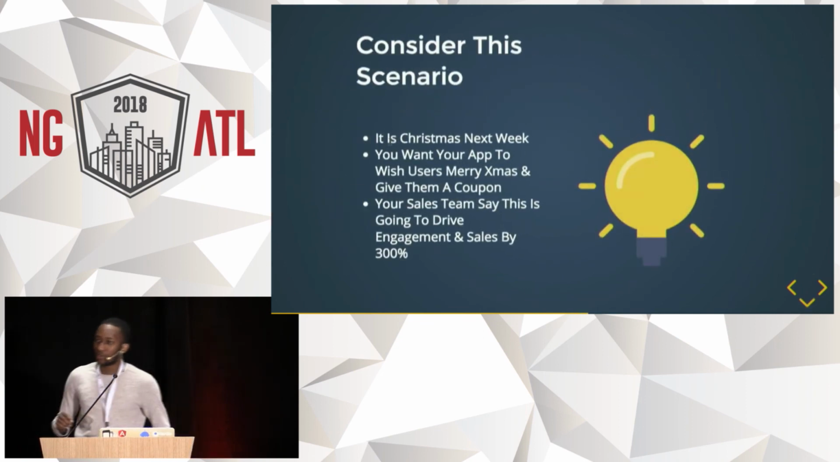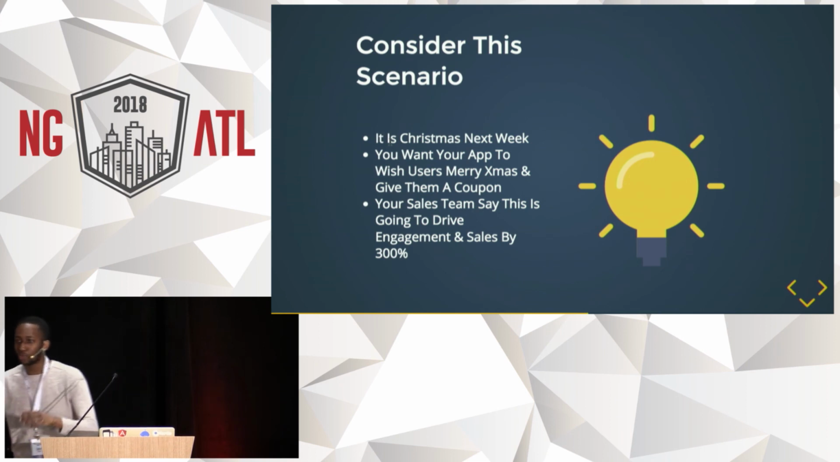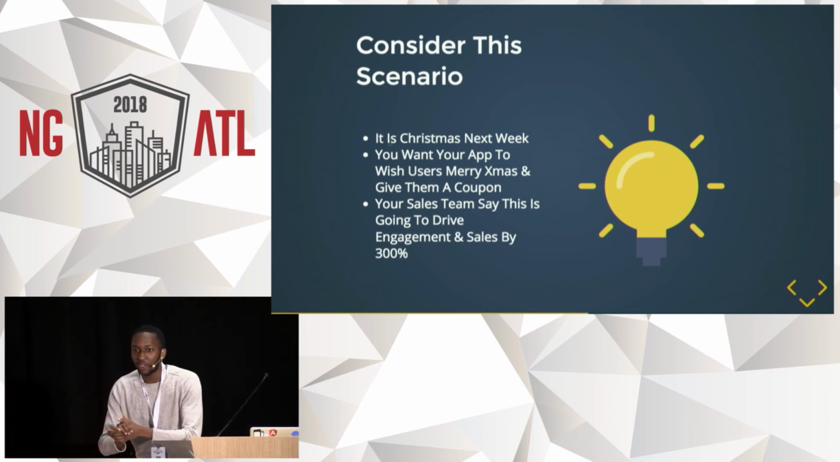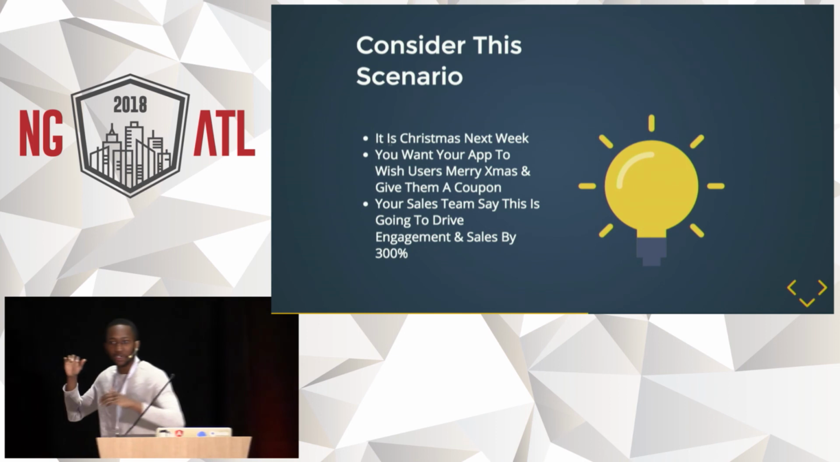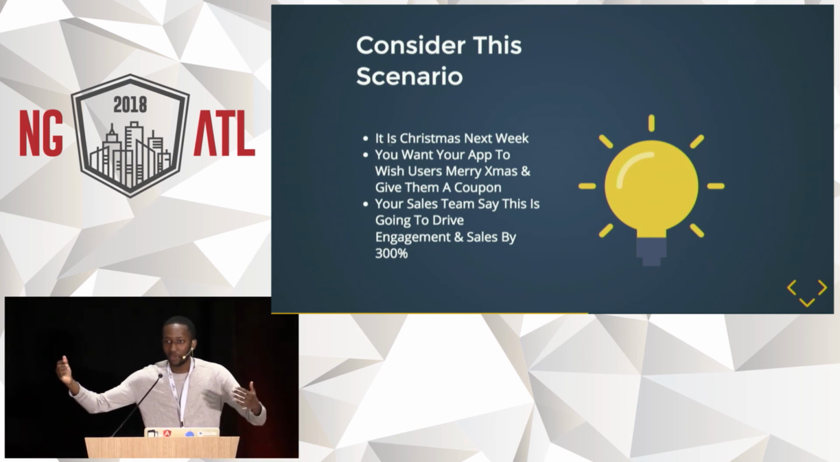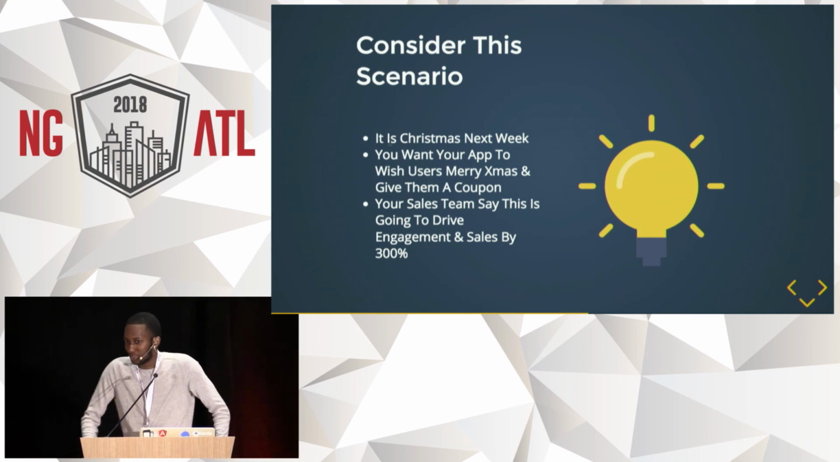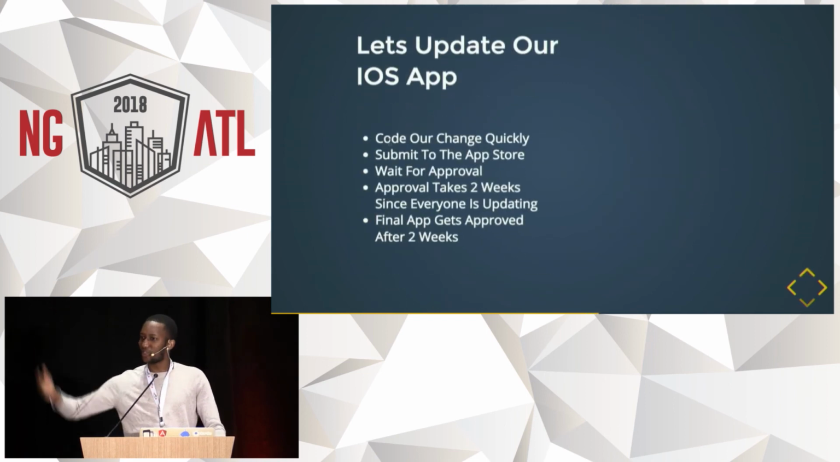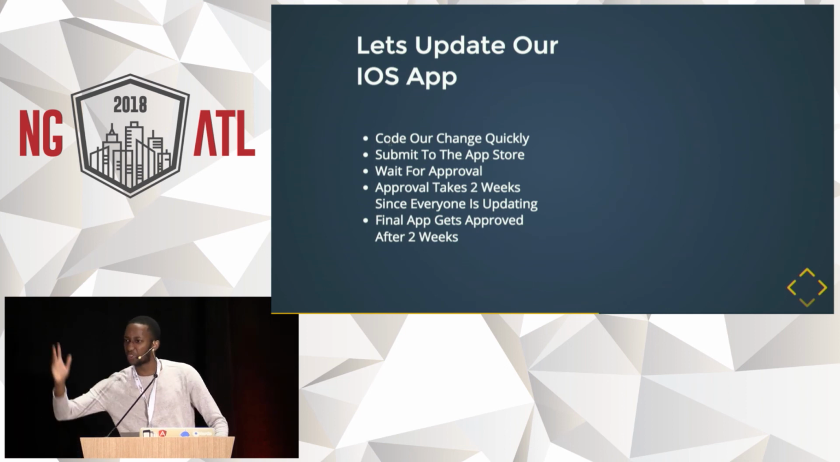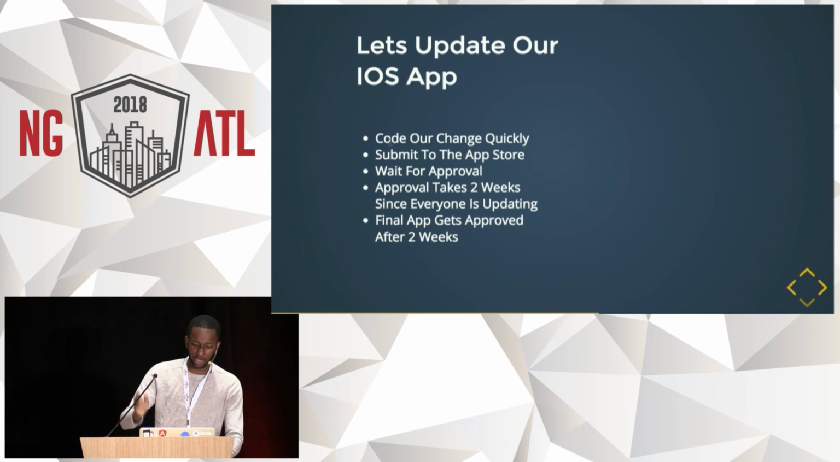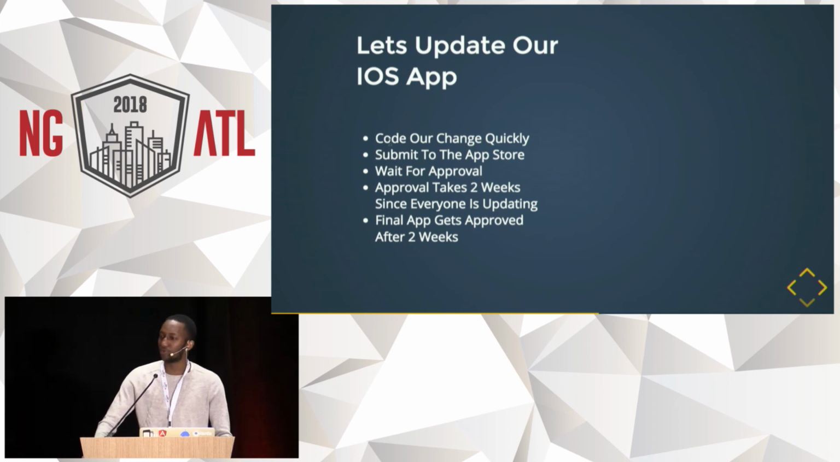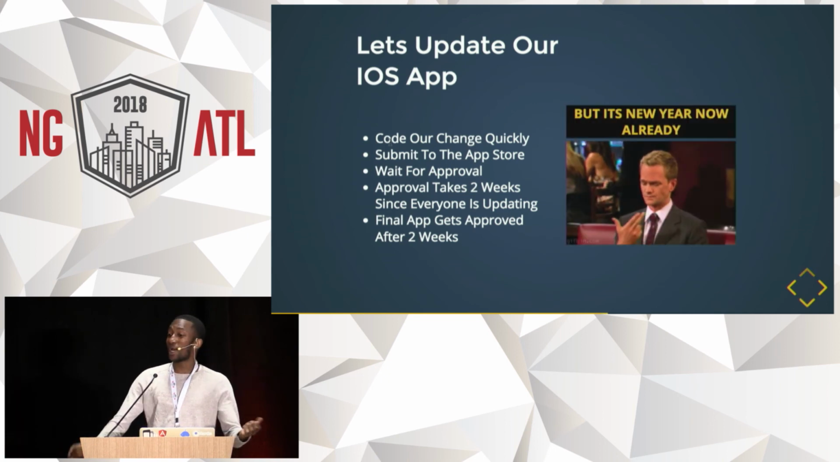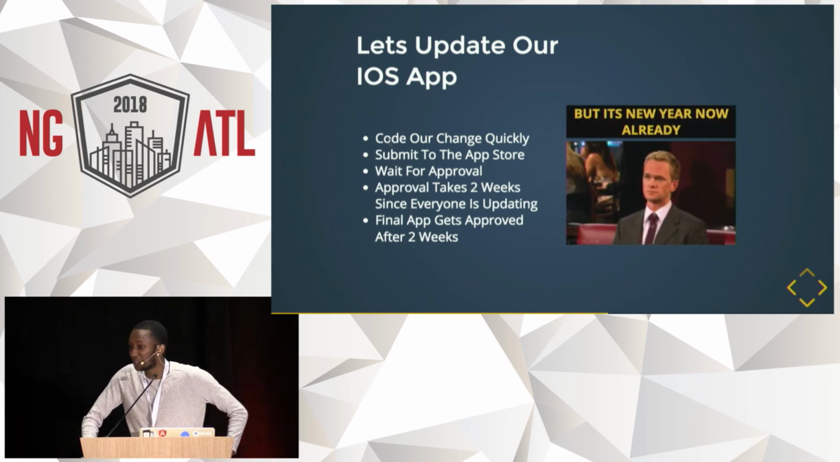So consider this scenario. You have this great application, and your sales team tells you, for Christmas, we're going to change our logo to have a Santa hat. It's going to drive sales by 300%, I want to be rich. I want to have 300% more money. Well, why not? So let's try to update our iOS app. Let's say just before Christmas, like maybe the 14th of December, we decide to code our change. We submit it to the App Store. We wait for approval. It takes 2 weeks, and they reject everything. By the time your app is approved, it's probably New Year or Easter.